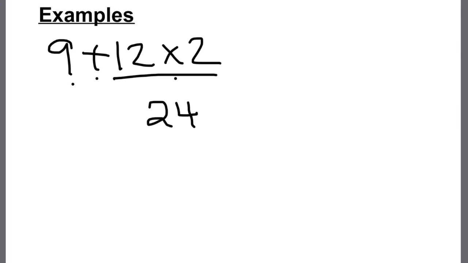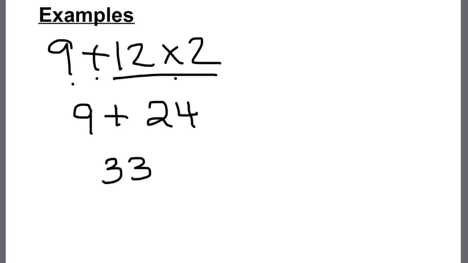And then we are going to add 9 to 24. So my answer is 33. 9 plus 24 is 33. If you were to add 9 to 12 first, you would have gotten 21, and then multiplied by 2, you would have gotten 42. You would have gotten a completely different answer, and that answer would have been wrong.